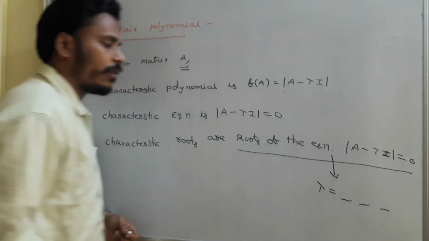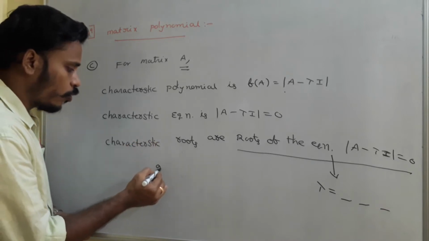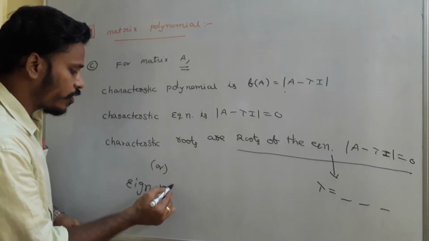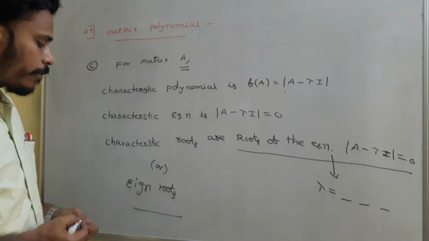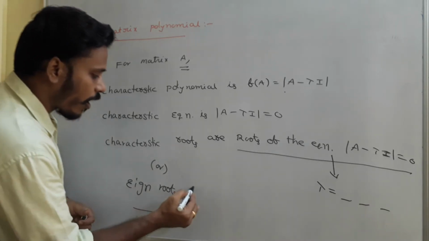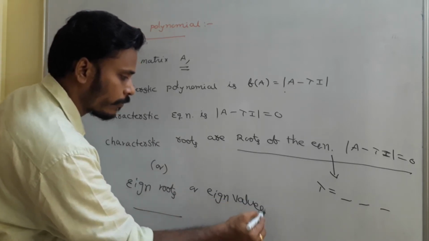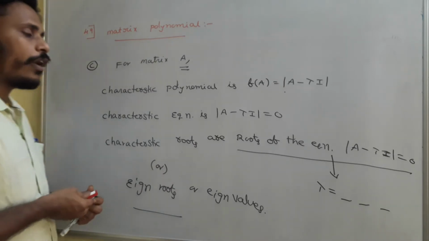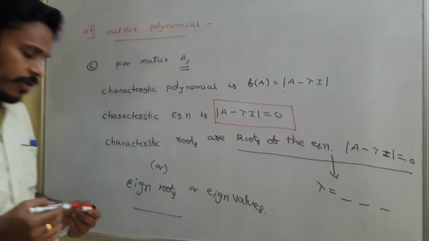Maybe 2 or 3 values you will get for lambda. Those values are called characteristic roots, or sometimes eigen roots. In most cases we call them characteristic roots, but some books may call them eigen roots, or eigen values. So ultimately you need to memorize that the characteristic equation of the given matrix is simply the determinant of A minus lambda I equals 0.